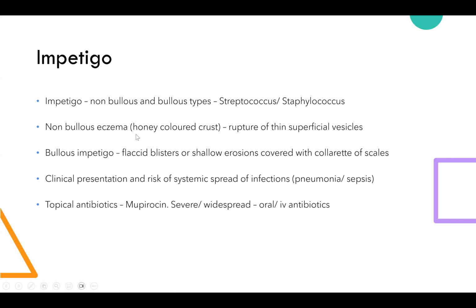Non-bullous impetigo usually has a honey-colored crust. They form as a result of rupture of thin superficial vesicles. The clinical presentation is diagnostic. However, they have a risk of systemic spread of infection.